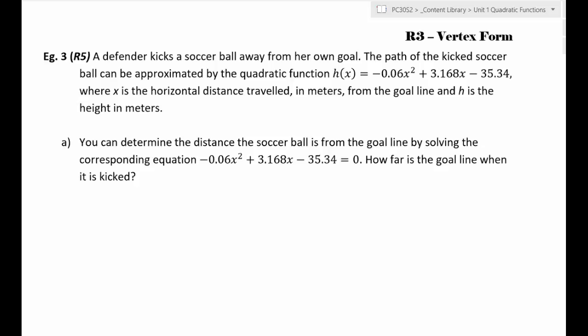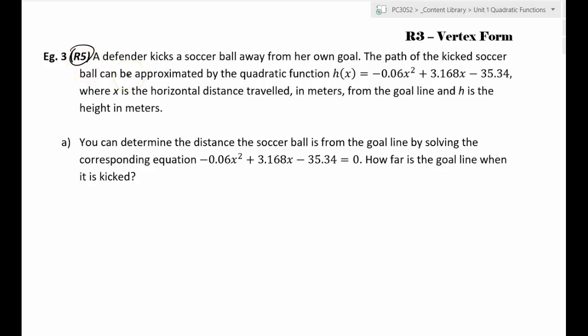Example 3 once again looks at word problems. So it's technically attached to R5, but since this strategy fits in with what we're learning about in this lesson, that's why it's appearing here. So it won't be on our assessment, but it will eventually show up as part of R5.